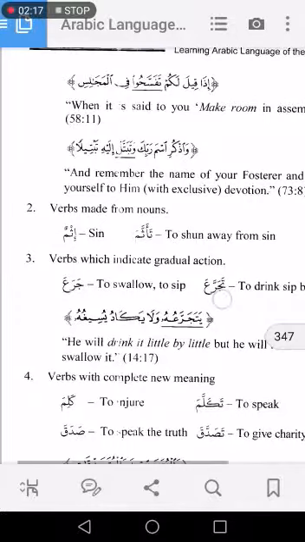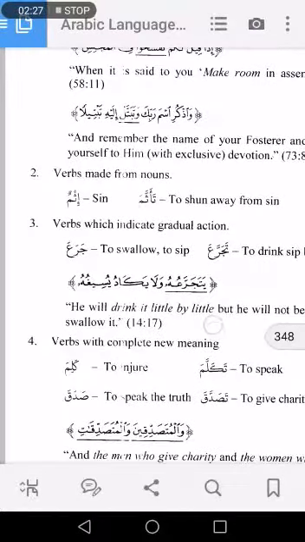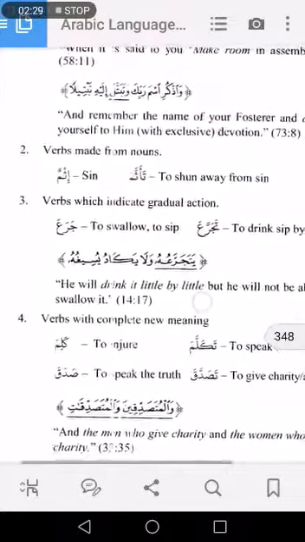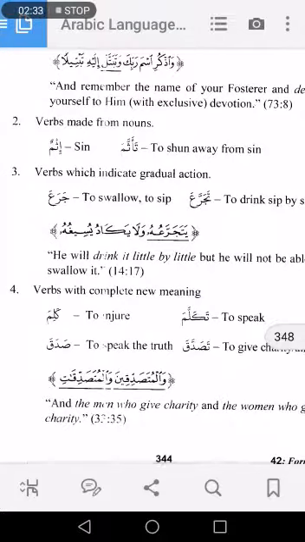Now this also includes some verbs which are made from nouns, like for example, sin is ithmun. Ithmun means sin. The athama means to shun away from sin. So you yourself are shunning yourself away from sin. And also this family indicates gradual action, very gradual and slow.